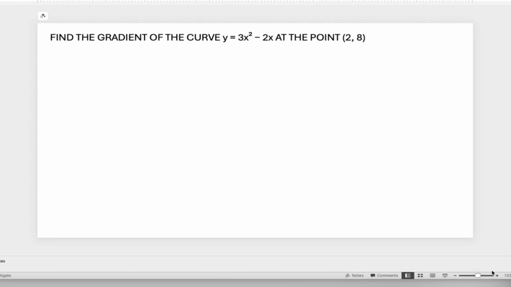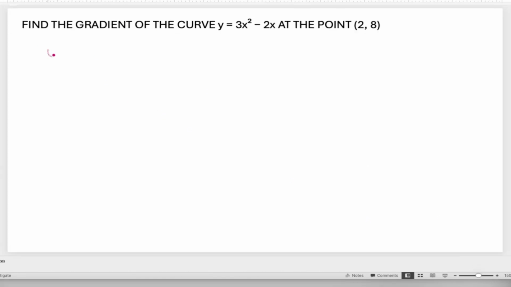Okay, so this is the original function. I'm going to write it down again. Y equals 3x squared minus 2x. And what we have to do is we have to find the gradient of this curve at this specific point. What I'm going to do first is I'm going to find the derivative. Let's have a look at the first term.